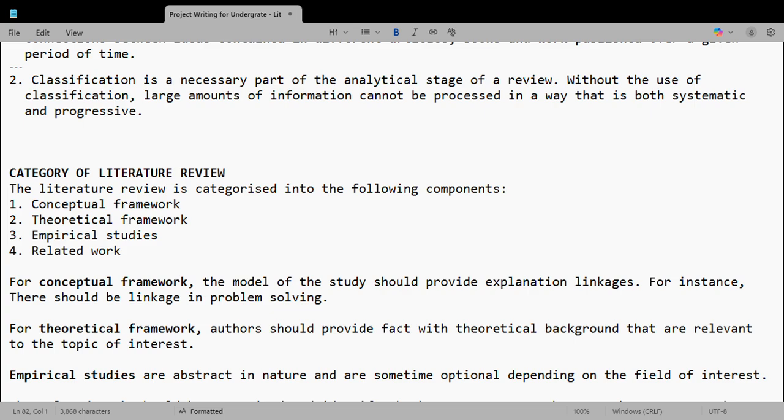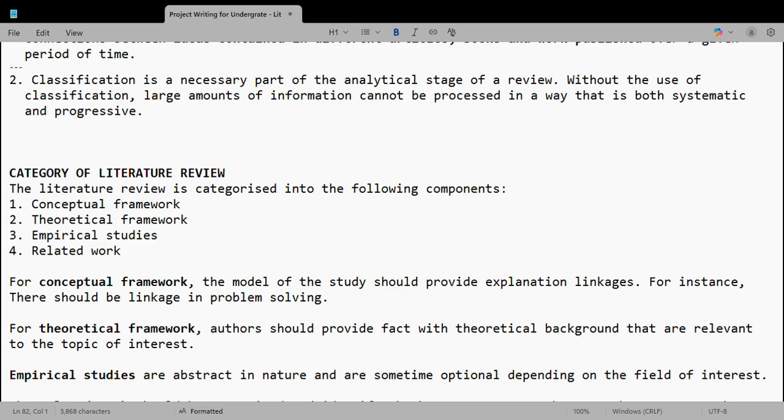What is the function of this conceptual framework? These are the papers that you read, these are the papers that you understudy. So you provide a linkage of those papers, how those papers are interwoven, how they are connected, how one problem is solving another problem. So these are the conceptual framework. There should be a flow in the literature, in the model, that is, in the conceptual framework.